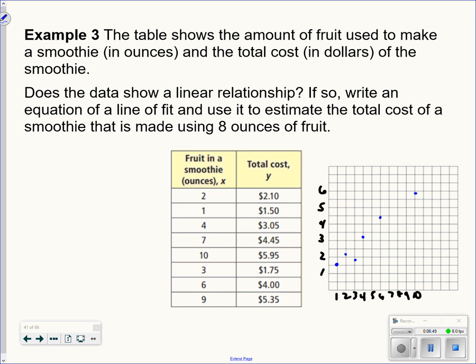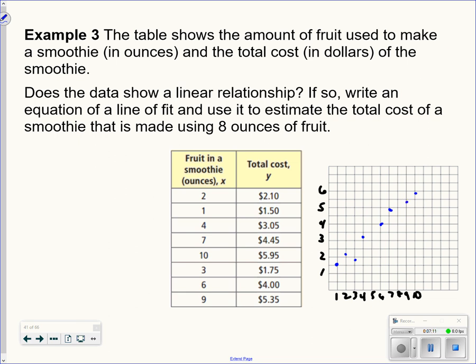3, 175. 6, 4, and I can see I messed up there. It's 7, 495. Maybe somebody saw that already. And then it's 9, 535.